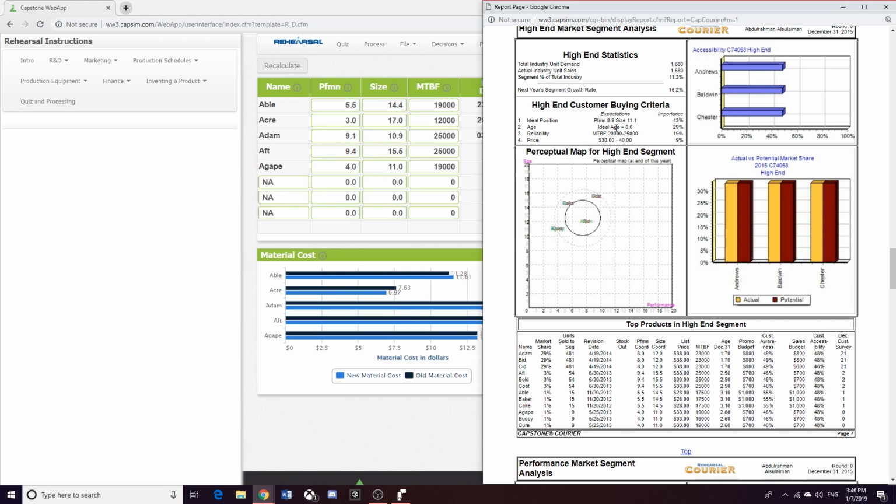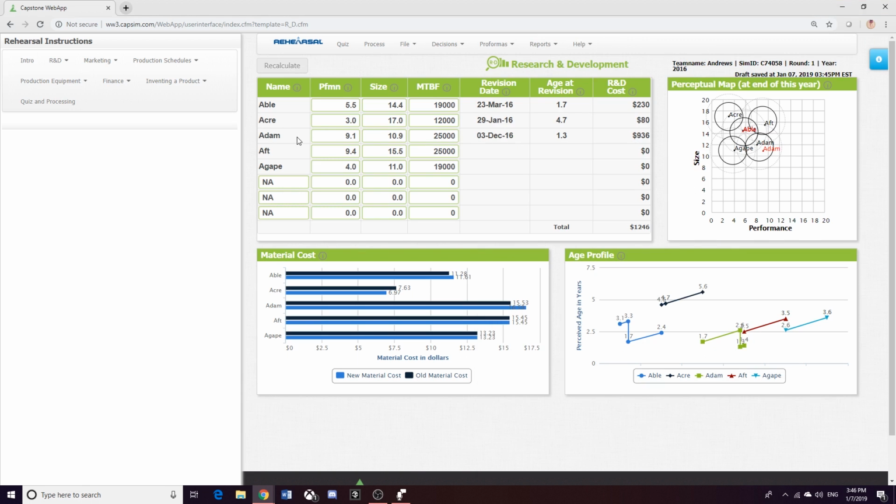So in the next round we said 8.9. So at least you're inside what customers want. You're not in the middle, but you are inside the brackets that customers want. So you're good to go. So we're good with high end. Now we're good.